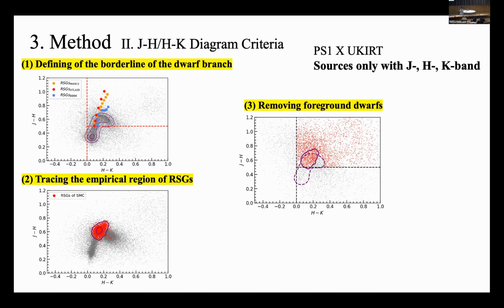And for the sources only with JHK band data, we clean them on the J-H, H-K diagram. The procedure is the same as in the R-D, D-H diagram. First, defining the borderline for the dwarf branch. Second, tracing the empirical region of RSGs in this CCD. And the third is removing the foreground dwarfs, the red dots, also the clipped sources.